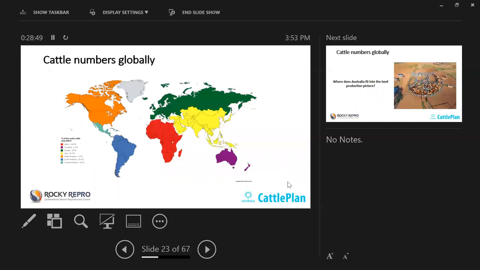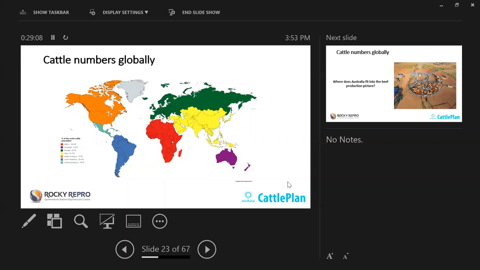I also thought I'd put together a few numbers to have a look at how Australia compares on a global scale with cattle numbers and semen doses sold, so you can see where that AI market sits. It's a little bit hard to read there, but I'll read it off for you.